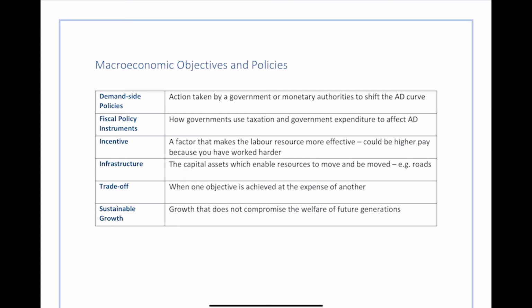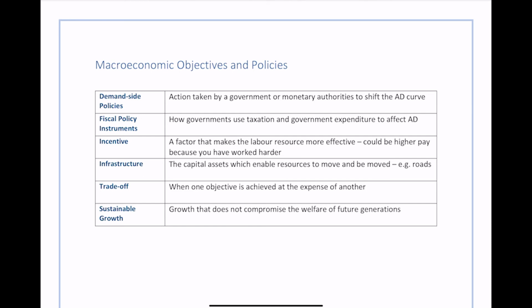Then we've got a trade-off. A trade-off is basically when one policy or something is achieved at the expense of something else. So that's what the trade-off is. I might want to pursue policy B, but as a result, I have to give up policy A or something like that. To do something, you always have to give up something else.